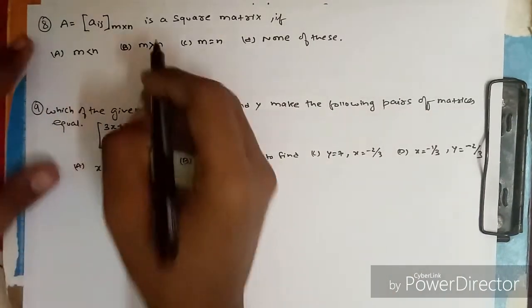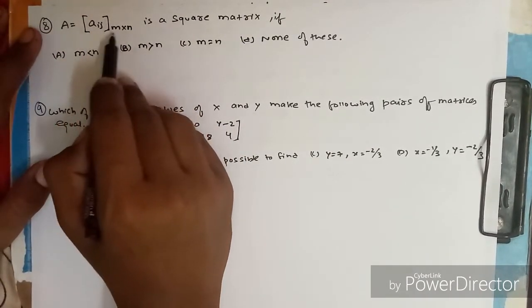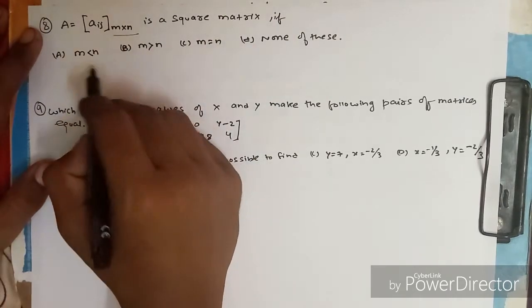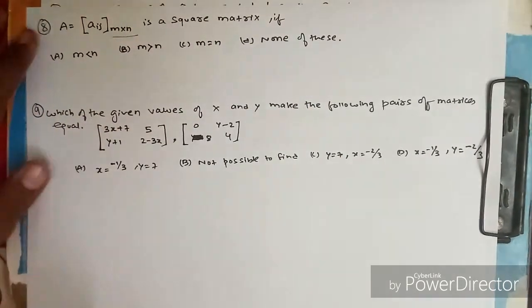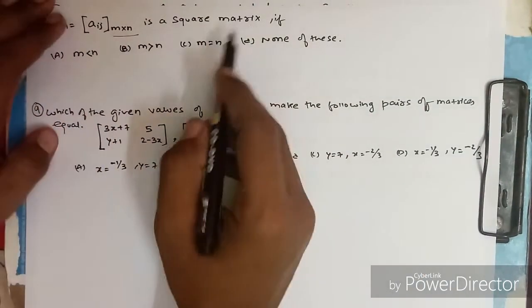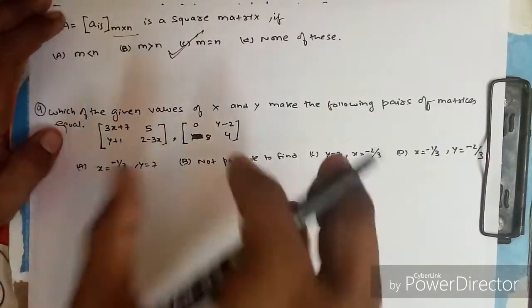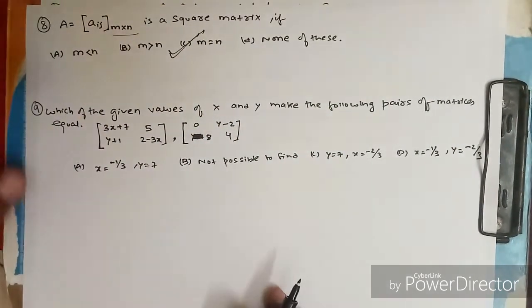The next problem says that if a matrix is represented as Aij of order m cross n is a square matrix, then which option is satisfied? In the revision of the matrix, I have told you that for a square matrix, this condition is always satisfied, that m equals n. Otherwise, it is not a square matrix, right? So we have discussed this.